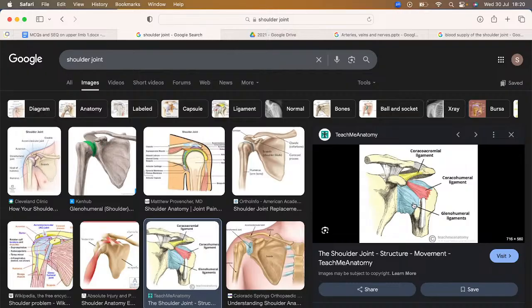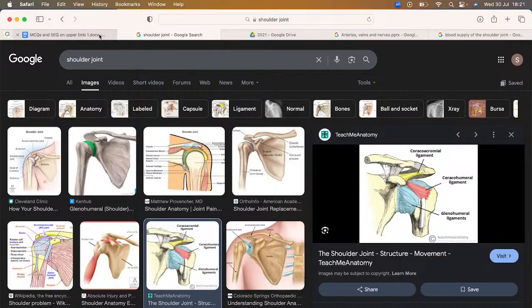And then the transverse humeral ligament, which is not written here, which usually goes from the greater tubercle to the lesser tubercle, in order to keep one of the accessory features of the shoulder joint, which is the tendon of the long head of the biceps brachii. Okay, so those ligaments need to be mentioned.